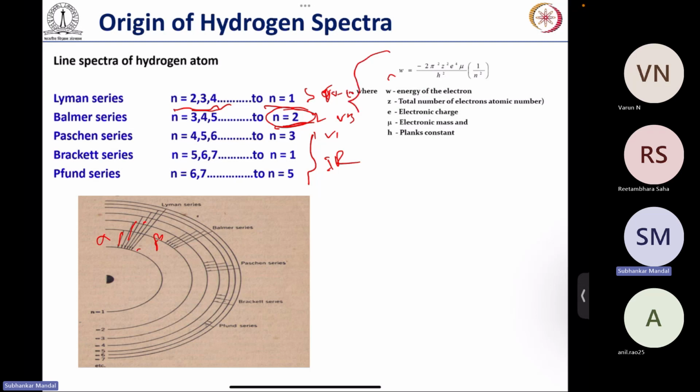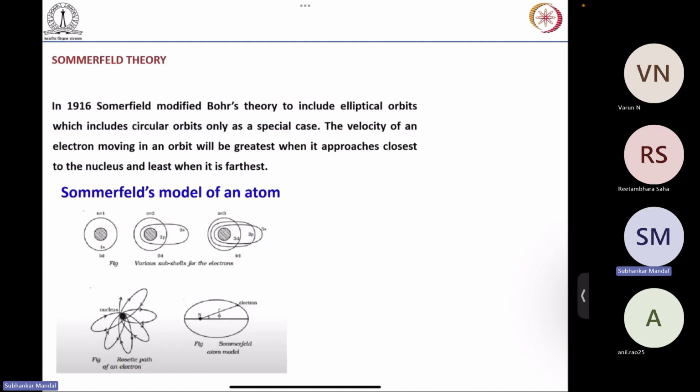So that is to represent this equation: minus 2 pi square z square e to the power 4 mu by h square, by n, 1 by n square. This n is the principal quantum number, like n is equal to 1, 2, like that. And this z is the atomic number, h is the Planck's constant, and mu is the reduced mass of the atom. Okay, so these things we have discussed. Then after that we have discussed the Sommerfeld theory.